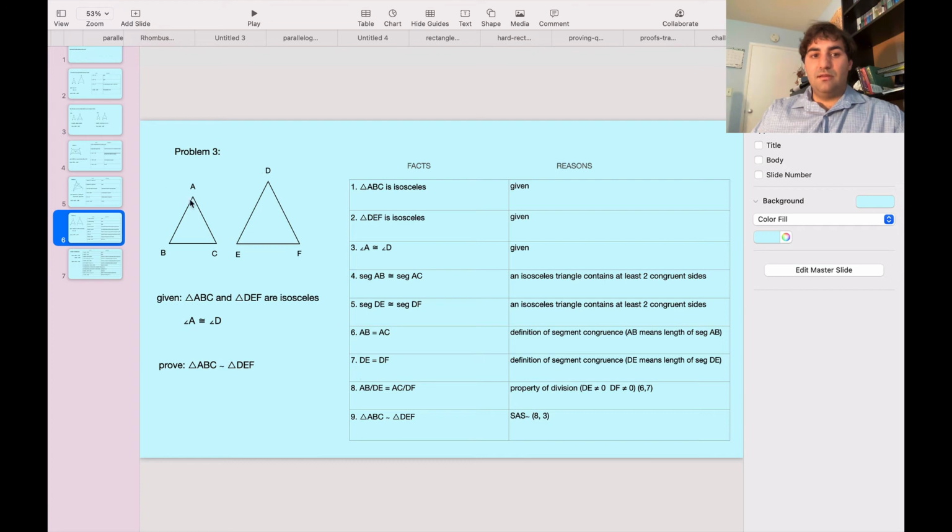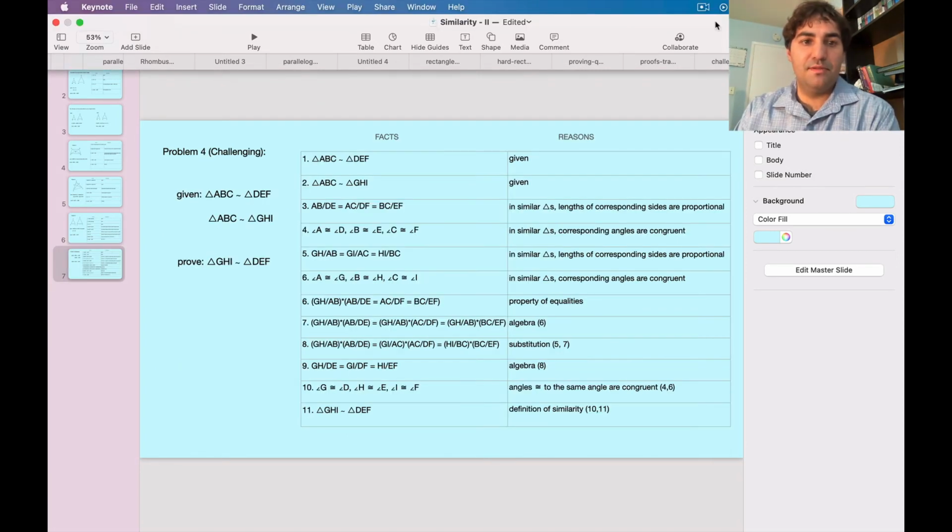And we also know that the angle between those two sides in this proportion is congruent, right? These two angles are congruent. So we know that triangle ABC is similar to triangle DEF by the side angle side similarity theorem. So this last problem is challenging.